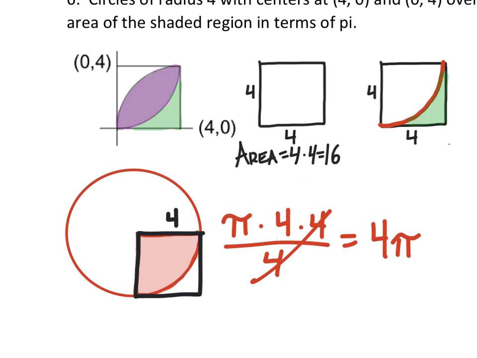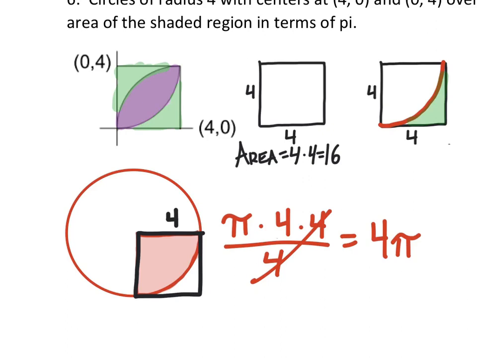But we also have 2 of those shaded green areas. So in actuality, once I find the area of one of these green shaded areas, I'm going to multiply it by 2, and I'm going to subtract it from the area of the square, which is just 16 square units. So the 4 pi, which is the area of the quarter circle, is actually going to help us to figure out the area of this missing piece right here.